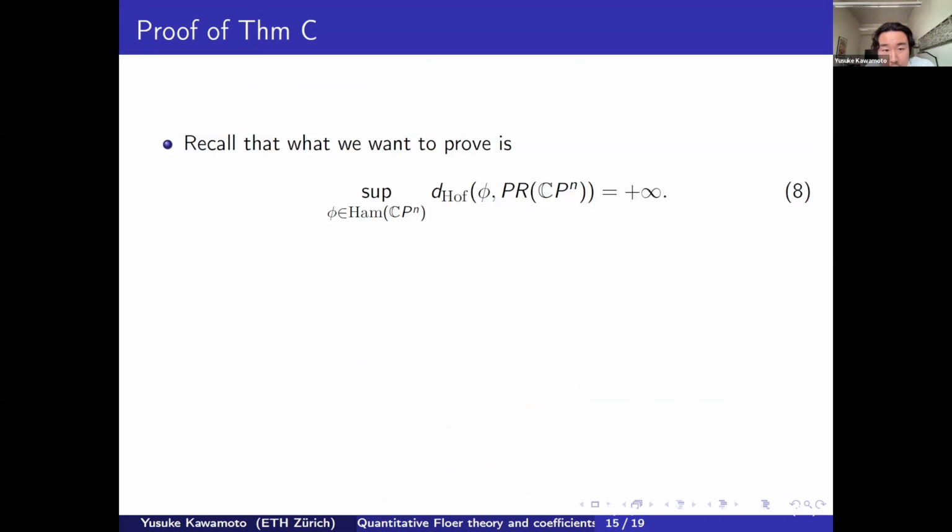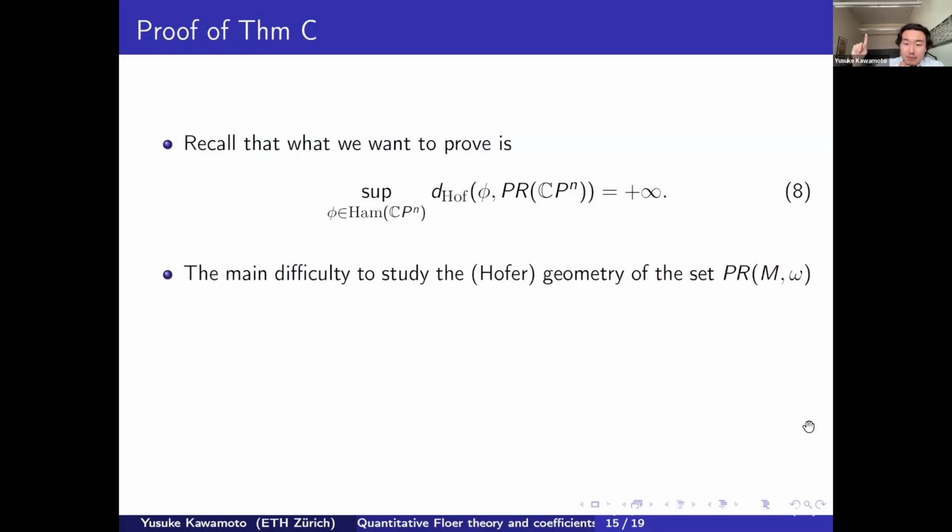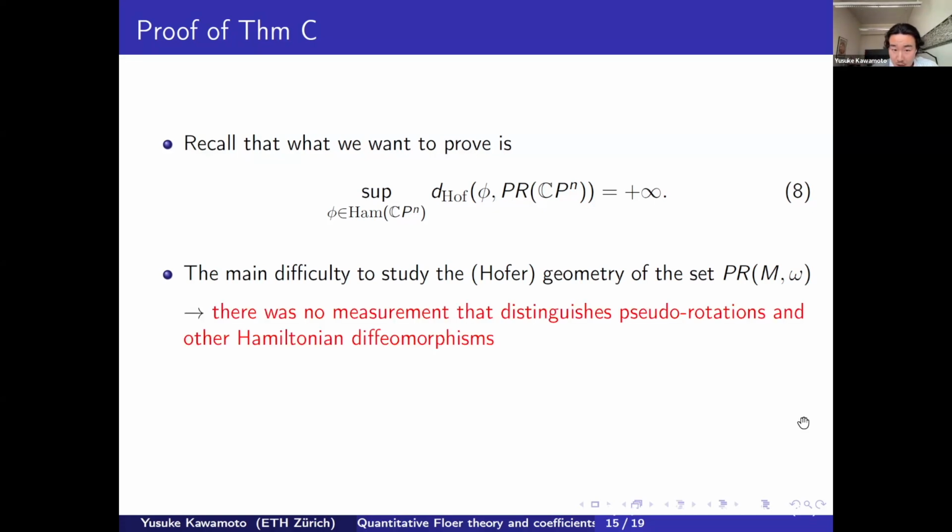All right, so that was theorem B, and theorem C was about pseudorotations. And the statement that I want to prove is written over there. And I think the reason why it was difficult to study the geometry of pseudorotations up to now was that there was no measurement that separated pseudorotations and the other Hamiltonian diffeomorphisms.